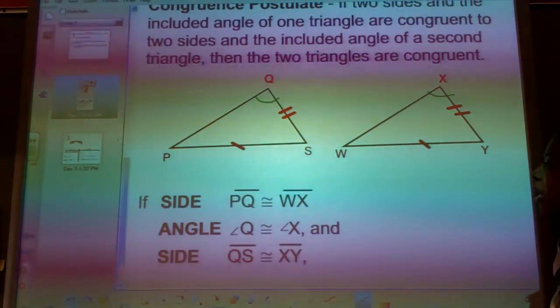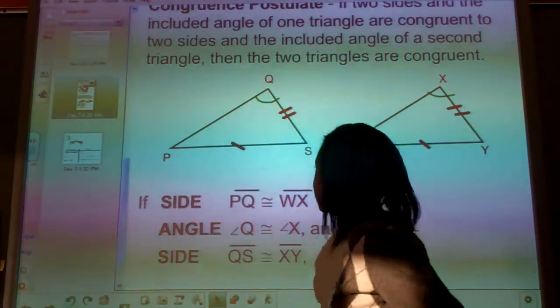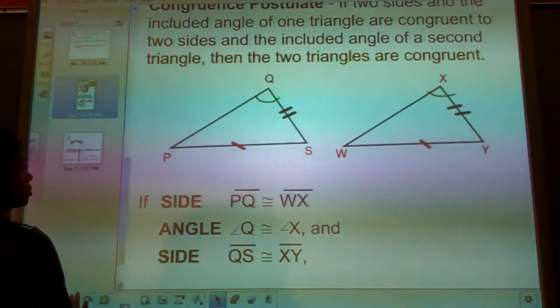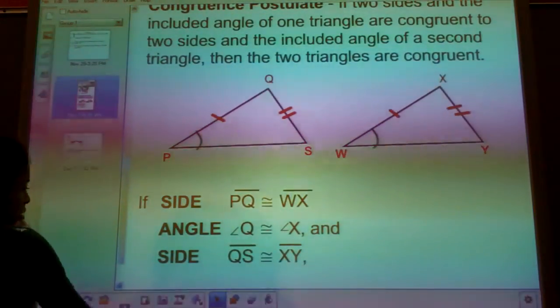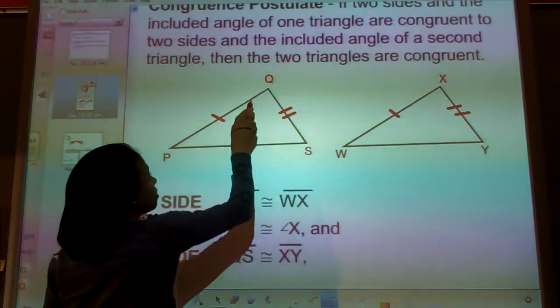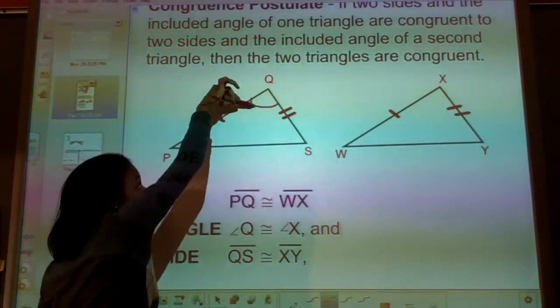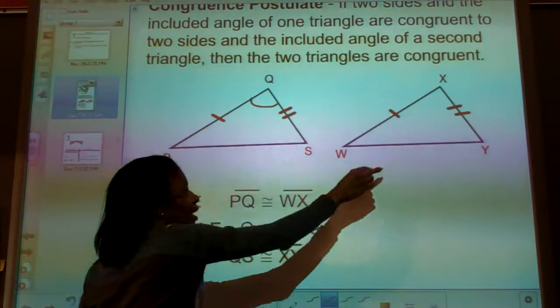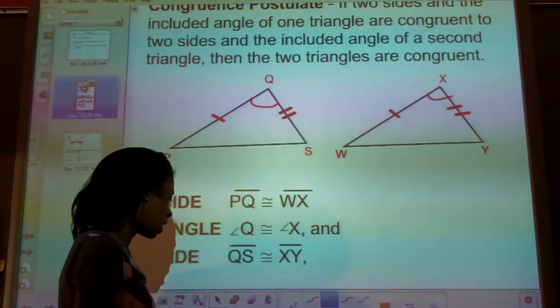Okay, so it doesn't work that way. It has to be, as I stated before, if we're using SAS, it has to be side and then the angle in between the next side. And it does follow that, therefore use side angle side.